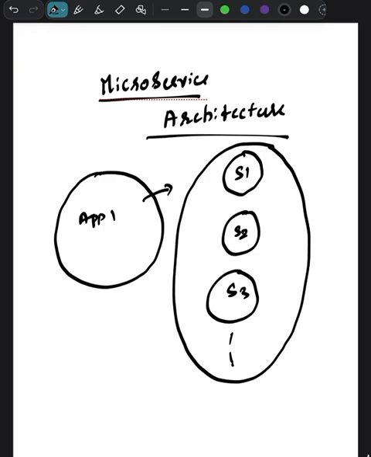Each service is responsible for a single business capability. For example, in a large banking application, we can have one service for customer, for handling the customer data. One service for accounts. One service for payments. One for loans. One for transactions and notifications each, right? Here, each service has its own business logic and communicates with other services using APIs.